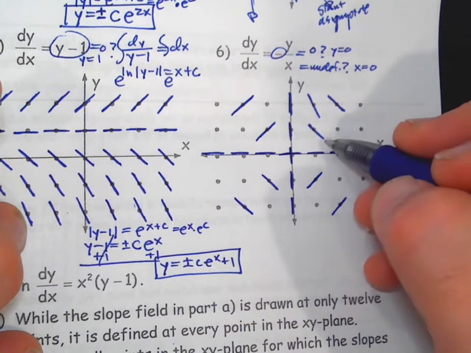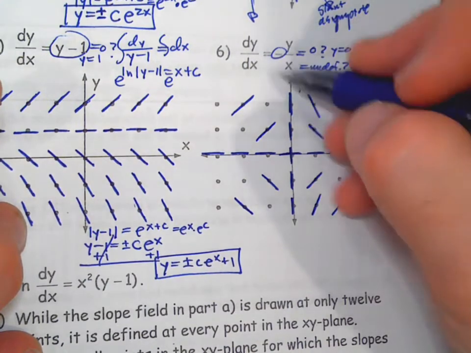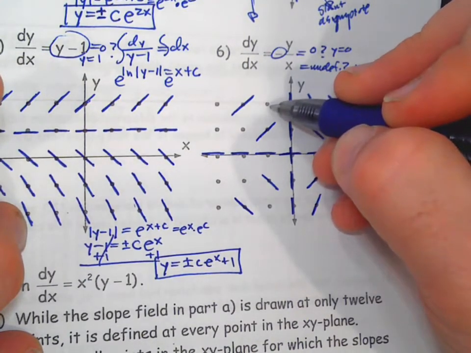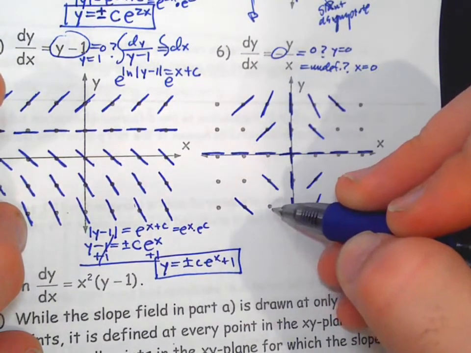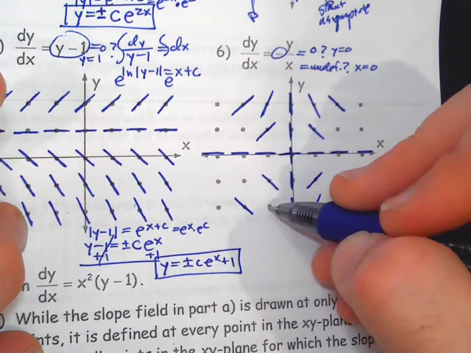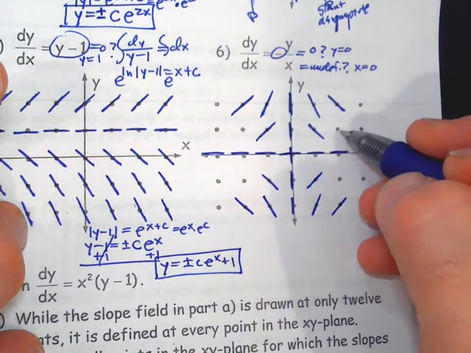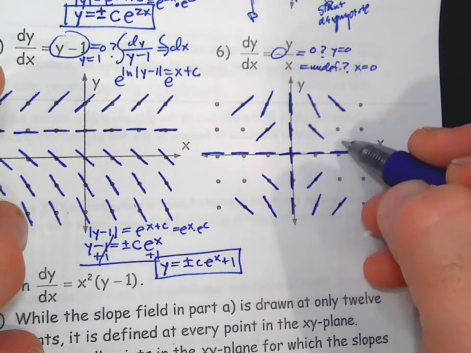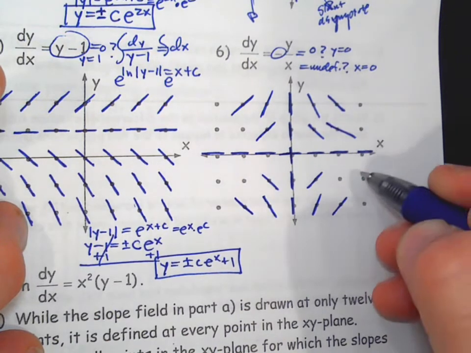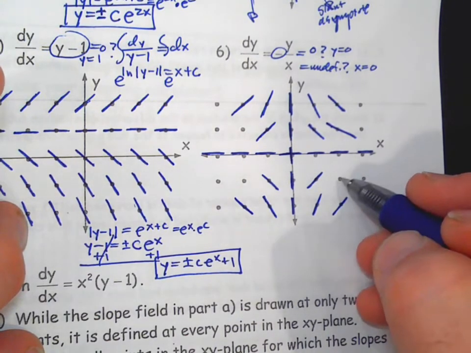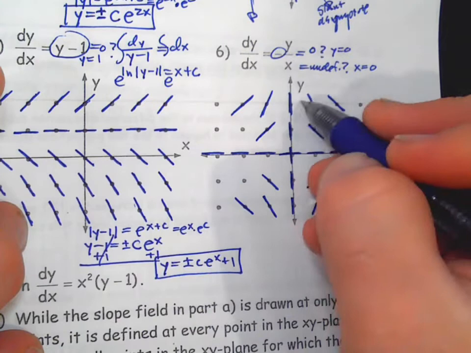Let's see if we can find any others that are like that. 1, -2 would be a slope of +2. -1, 2 would be a slope of +2. -1, -2 is going to be a slope of -2. Okay, 2 for x, 1 for y is going to be a slope of -1/2. Down 1/2. This one, 2 negatives, is going to be a slope of 1/2. Up 1/2.